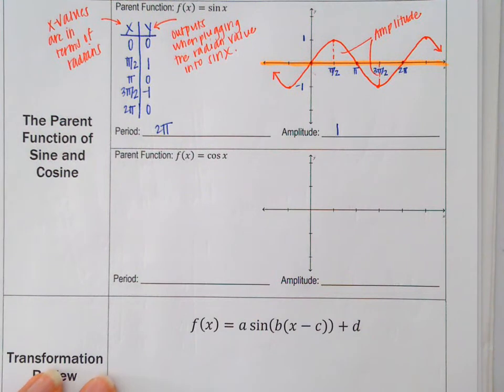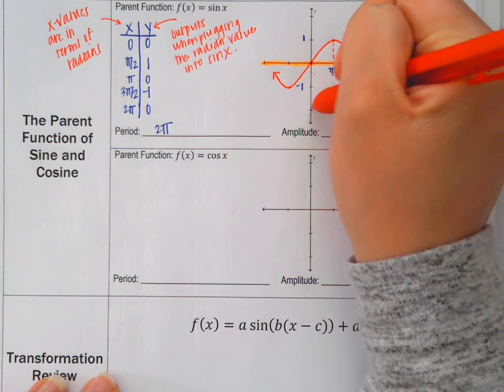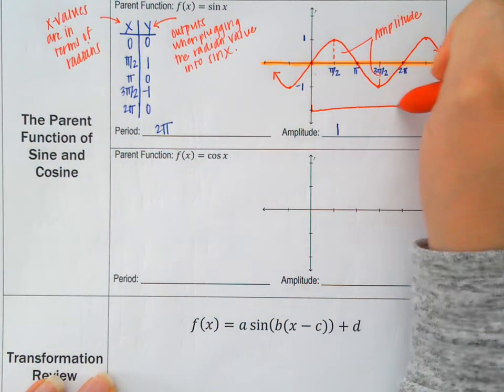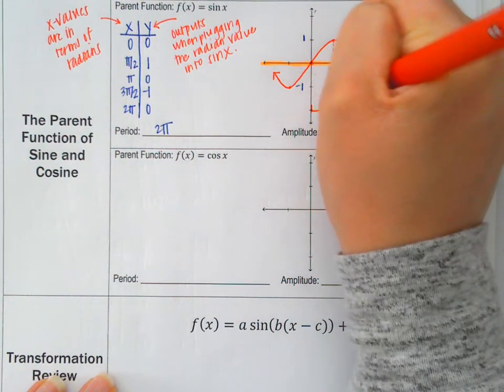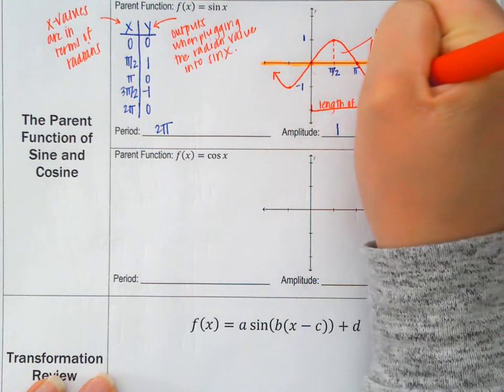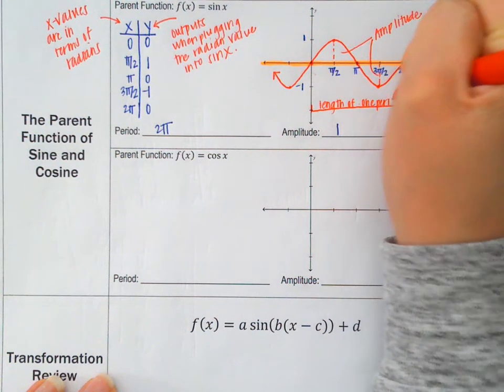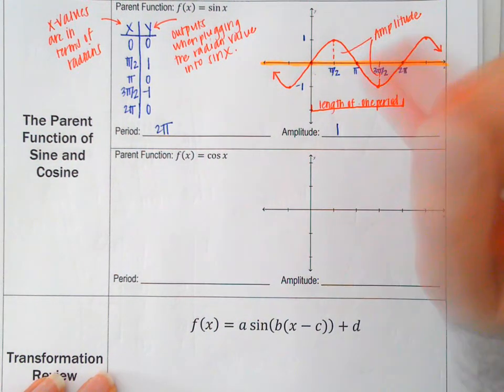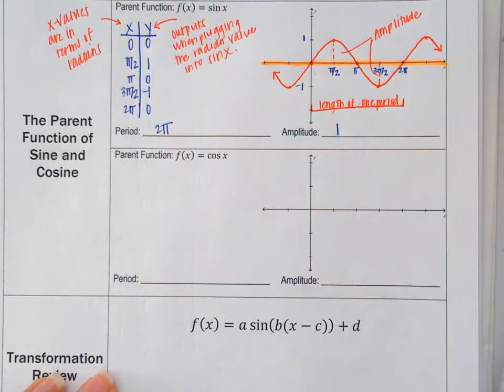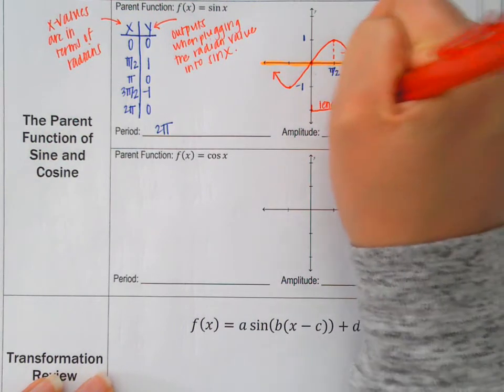And then the period, like I said, the period is basically how long it takes for it to repeat the same pattern. So from 0 to 2 pi is the length of one period. So it goes up, down, and back up. And then it's going to go up, down, and back up, and up, down, and back up. So the length of one period is 2 pi.